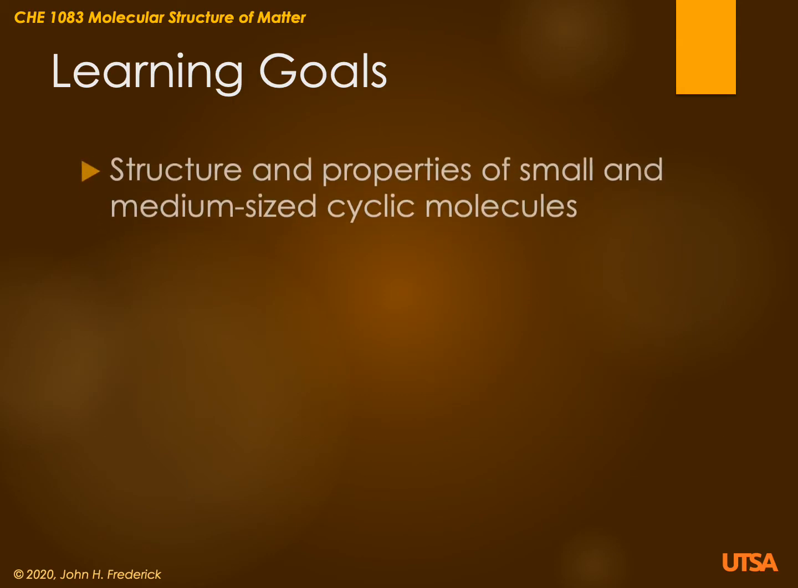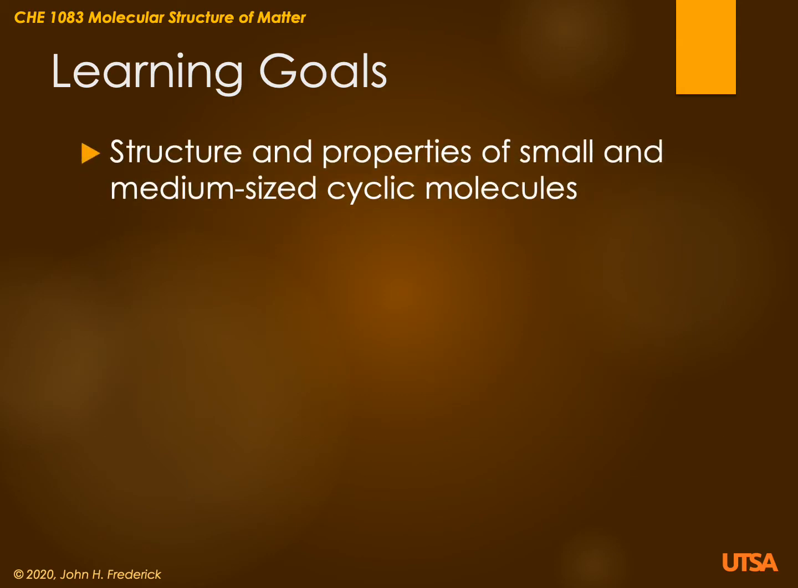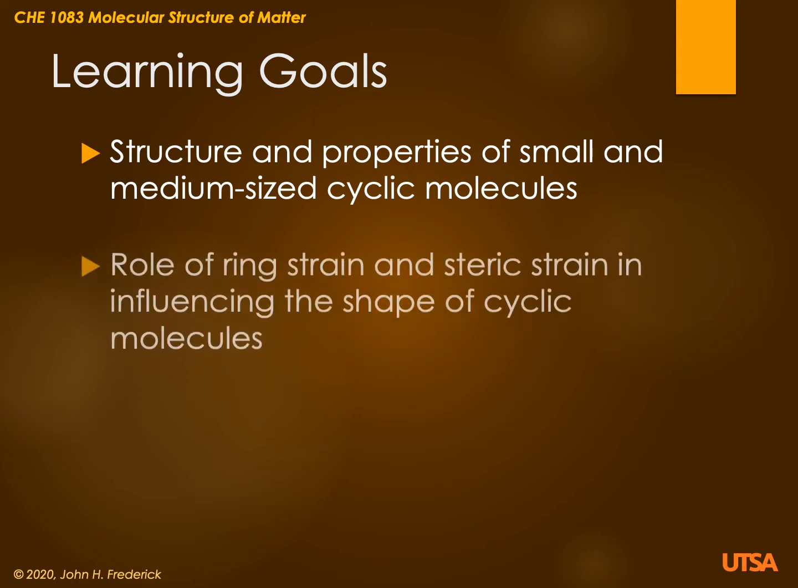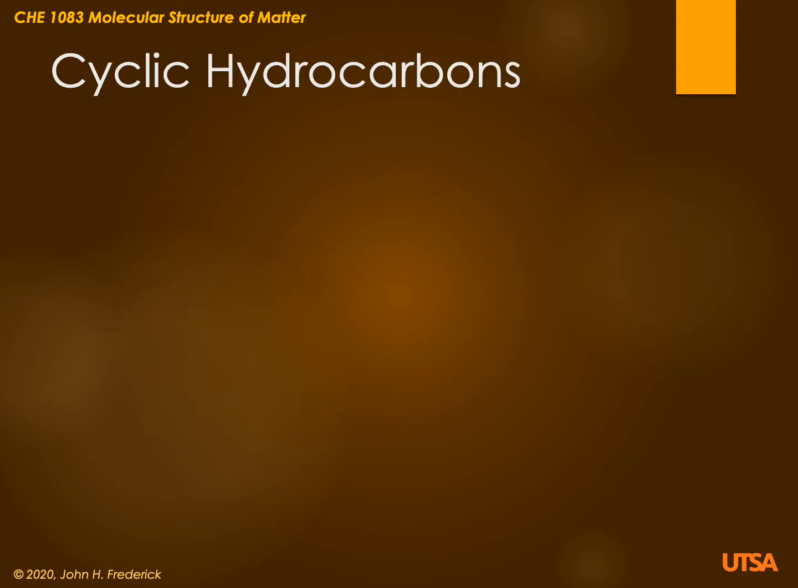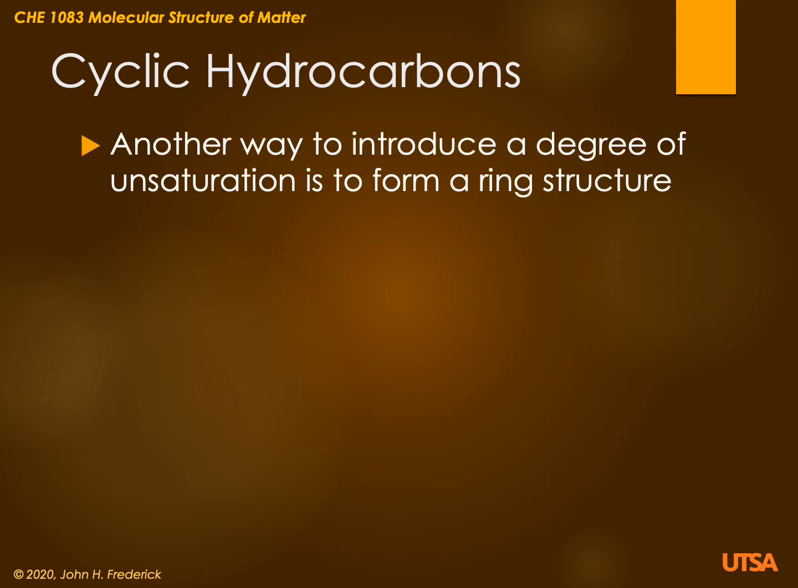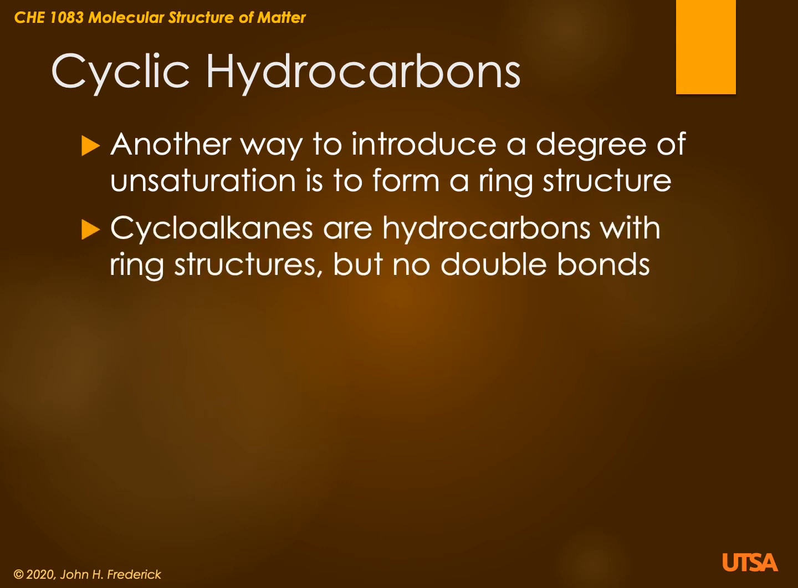So our learning goals are going to be to understand the structure and property of small and medium-sized cyclic molecules. We're also going to look at the role of ring strain and steric strain as it influences the shape of these molecules. So let's get to cyclic hydrocarbons. This is another way to introduce unsaturation into a molecule, and we saw that in the last, when we did beta-carotene, we saw that its degrees of unsaturation were increased by the fact that it had two cyclic rings.